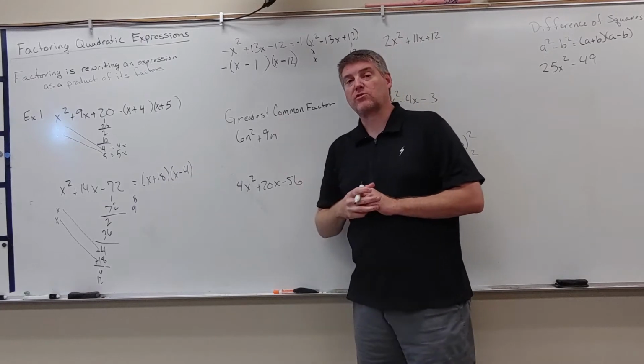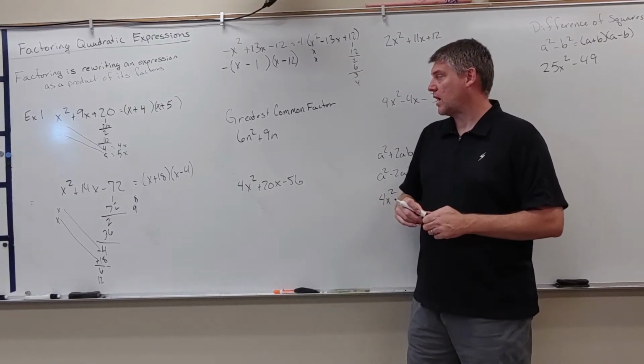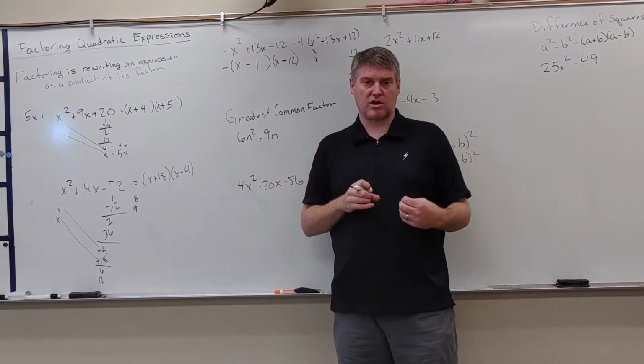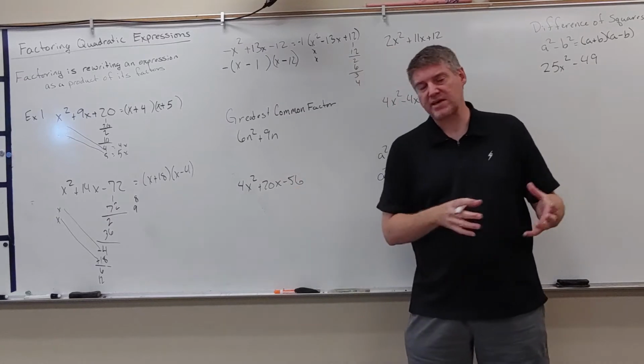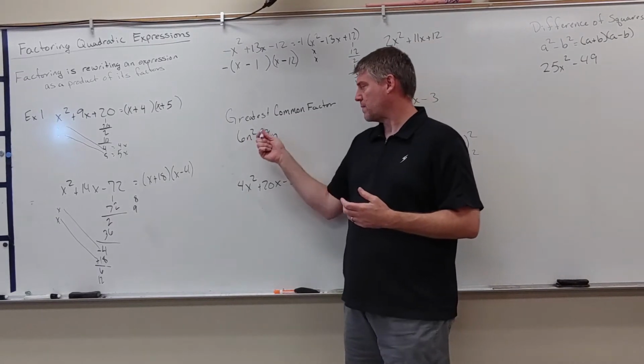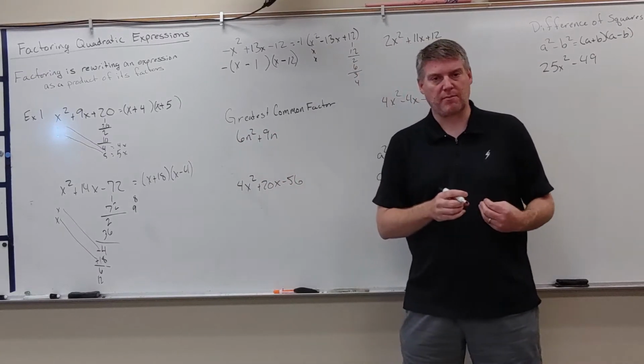We're going to talk about the greatest common factor. The greatest common factor is just taking something out of every single term. So I want to take that piece out first. It's being multiplied. So if I look here, what do 6n squared and 9n have in common?